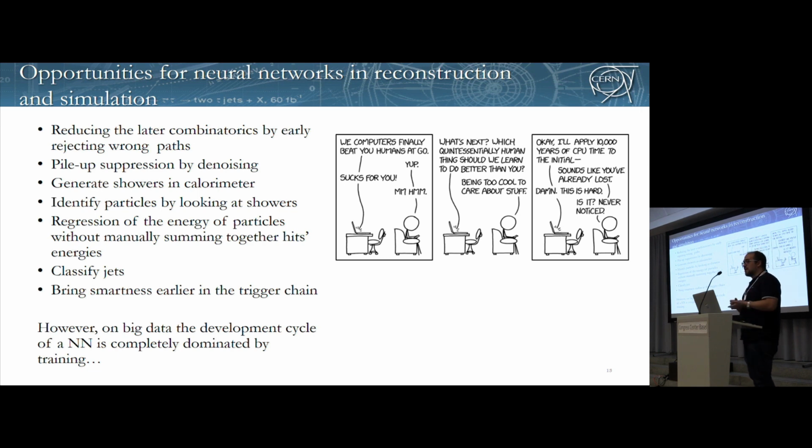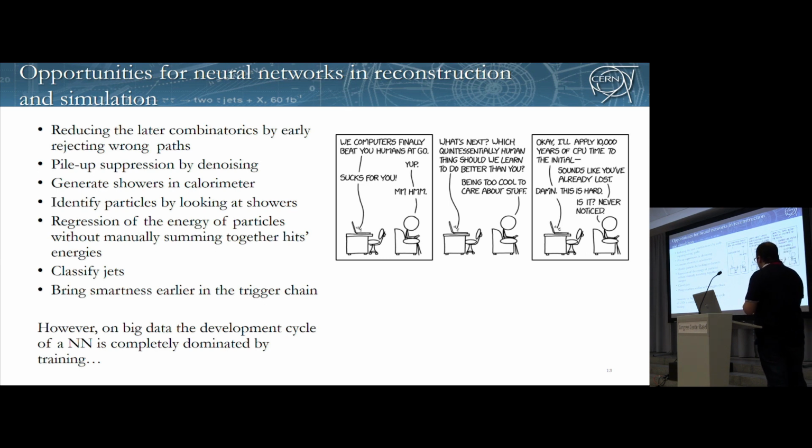Identifying particles by looking at showers directly without going into the details of the hits. Regression of the energy: you look at the shower and you say, oh, this is a 50 gigaelectron volt pion. You want to classify jets, so narrow showers of particles produced by quarks or gluons. And last but not least, this is very important, you want to bring smartness earlier in the game. Some smart thing that today you could do offline, you want to do at the high level trigger or even at the level 1 trigger, so acting in the microseconds latency range.